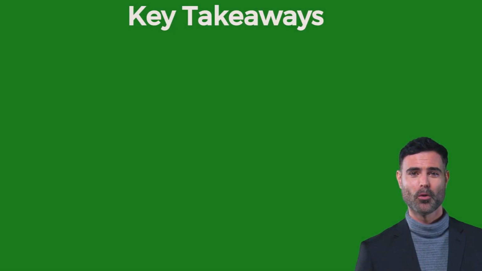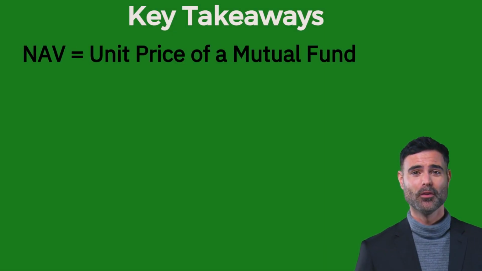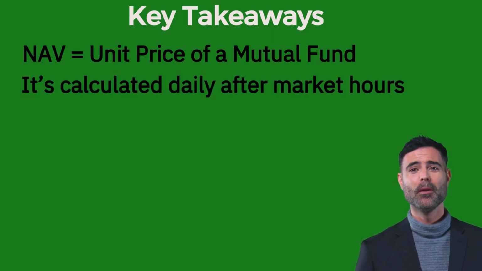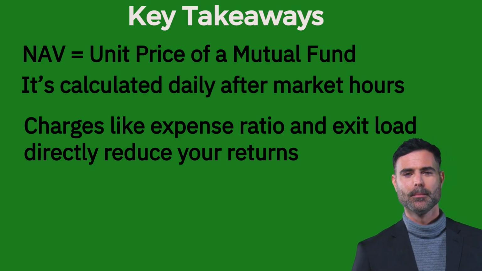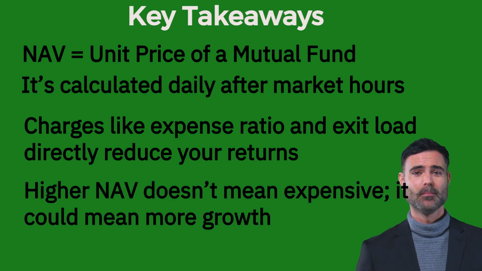Here's what you now know. NAV is the unit price of a mutual fund. It's calculated daily after market hours. Charges like expense ratio and exit load directly reduce your returns. Higher NAV doesn't mean expensive, it could mean more growth.